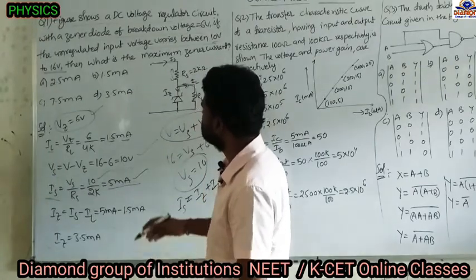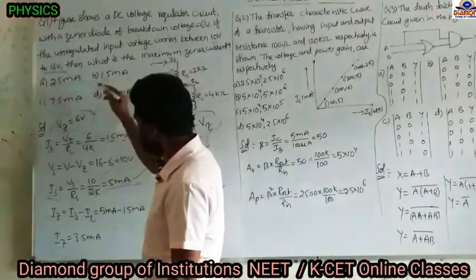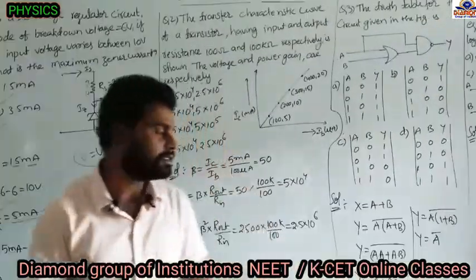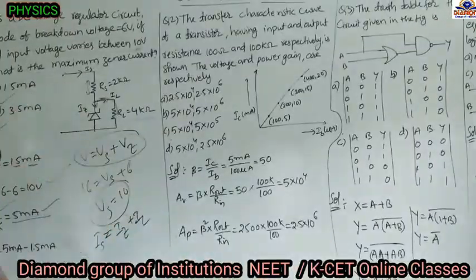Okay, remember this 3.5 milliampere. D is the right option. In this way solve the question. This is based on the Zener diode. Next, see the next question.